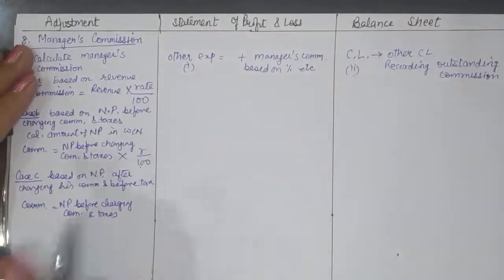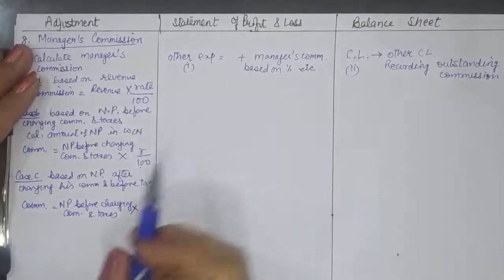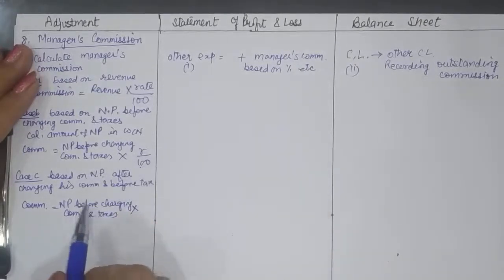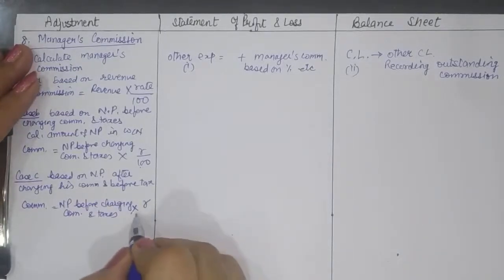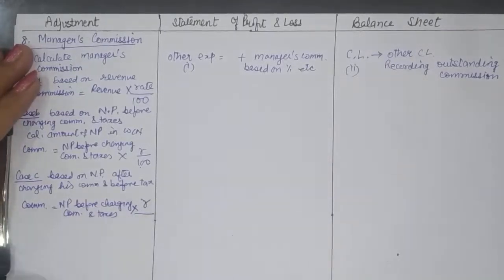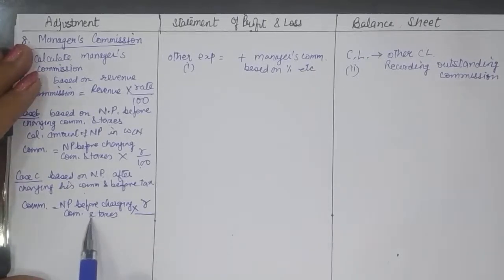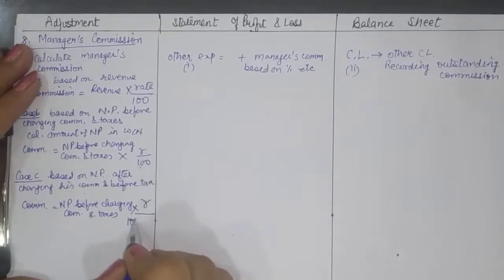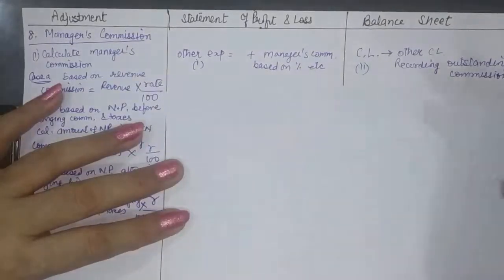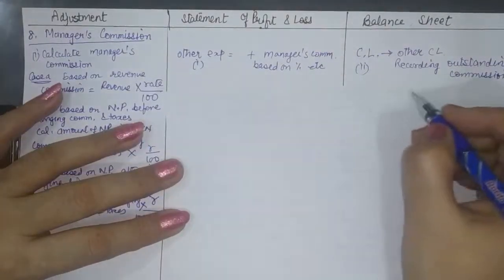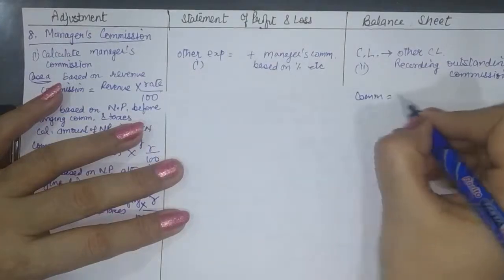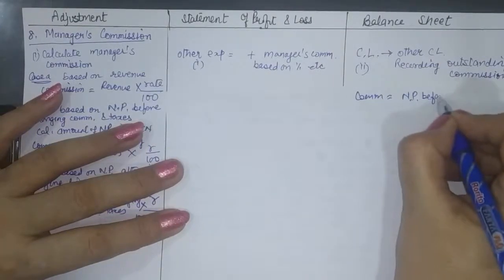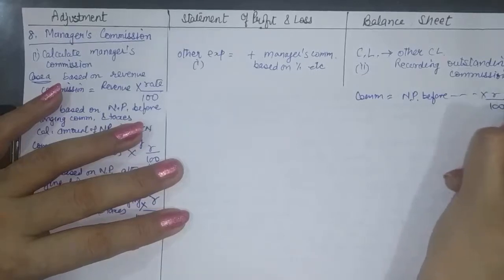So what we are to do here is we are to change the base. Whereas in this case rate was based on before charging commission, net profit before commission, so you took it directly. Now if you take rate here, our base needs to be changed. Commission is based on net profit after charging his commission, but what we have here is profit before charging. So we need to take the base as 100 plus R. So we can derive that formula also. That is, commission is equal to net profit before charging commission into R upon 100 plus R.